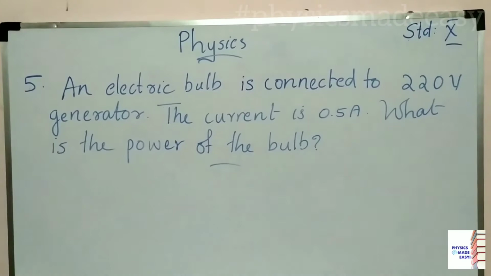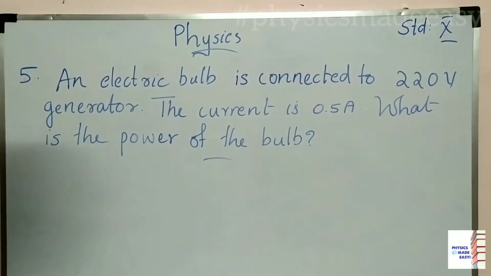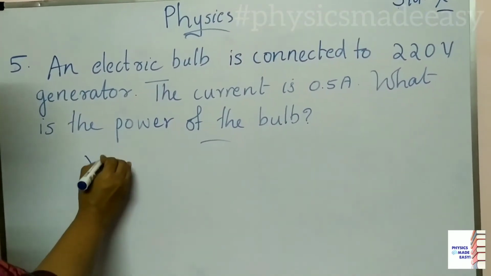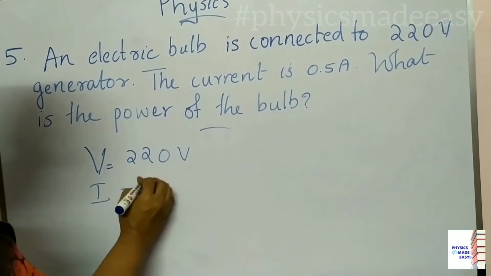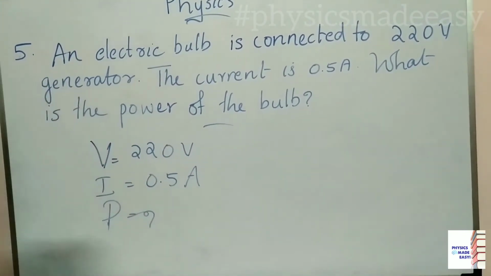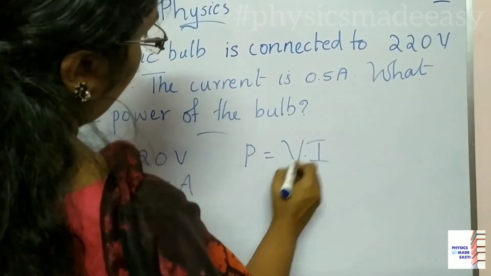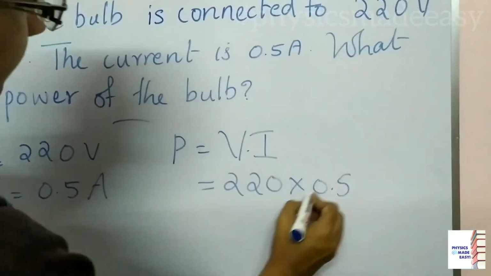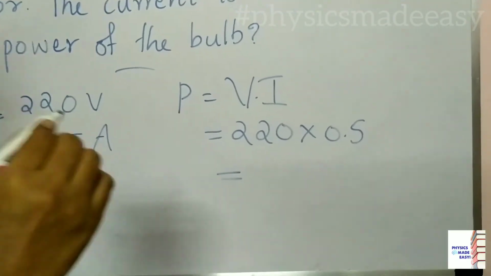Next question. An electric bulb is connected to a 220 volt generator. The current is 0.5 ampere. What is the power of the bulb? Here potential difference is given, V is equal to 220 volt. Current is given 0.5 ampere. We have to find the power. You know the equation for power, that is P is equal to V into I. So here 220 into 0.5. Here you will get 110 watt.